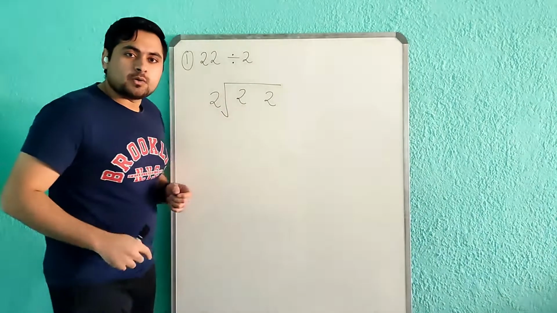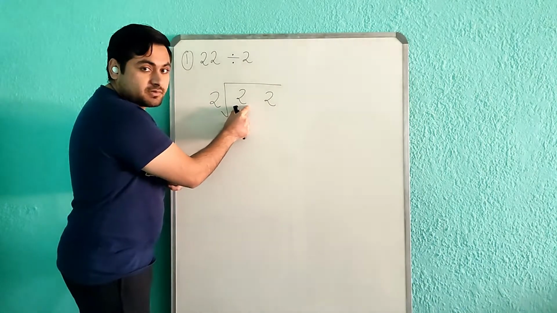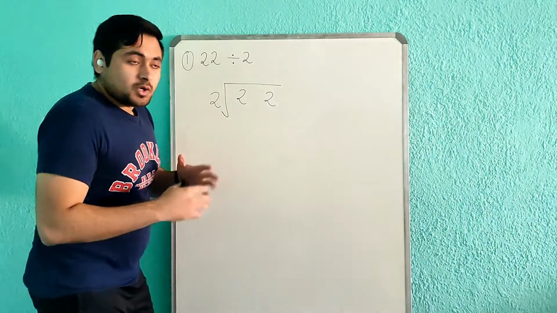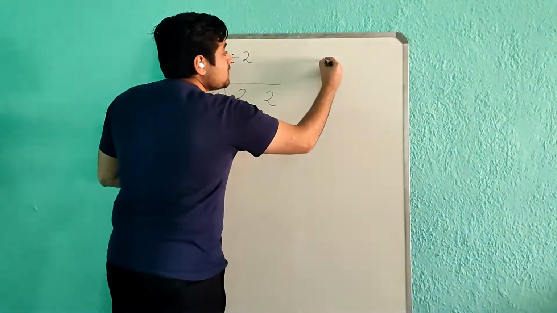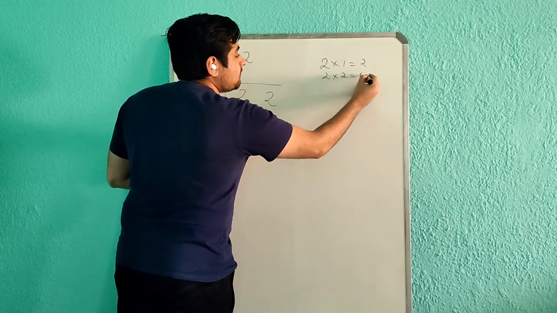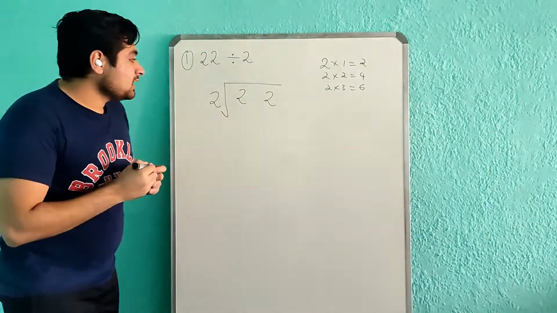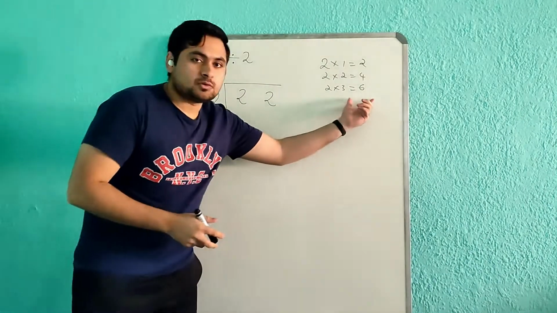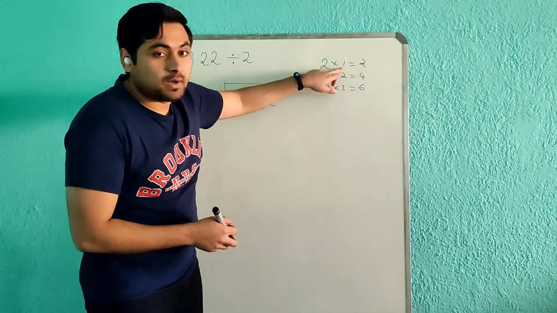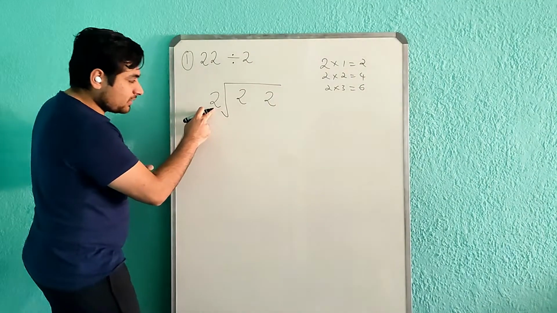So now the first question you ask yourself: you first take the first digit, right? Then you ask yourself, does this 2 come in the table of 2? So you write the table of 2 down, right? 2 times 2 is 4, 2 times 3 is 6. Only this is needed for now. So does 2 come in the table of 2? We can see 2 comes in the table of 2. How many times? 1 time, because 2 times 1 is 2.